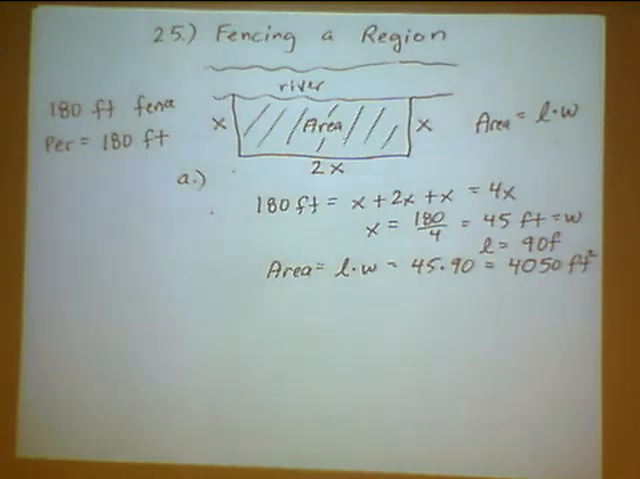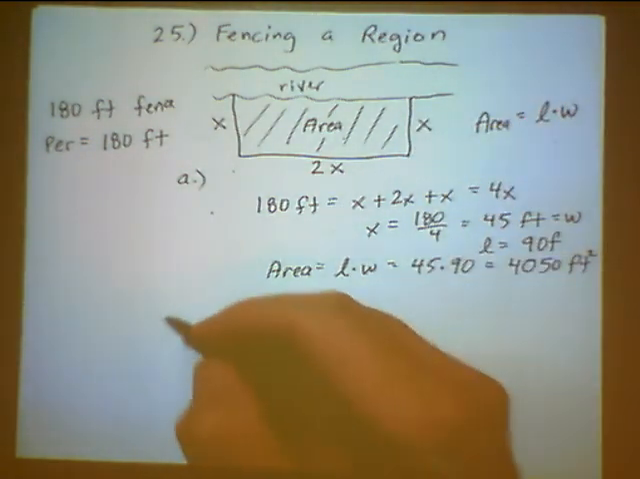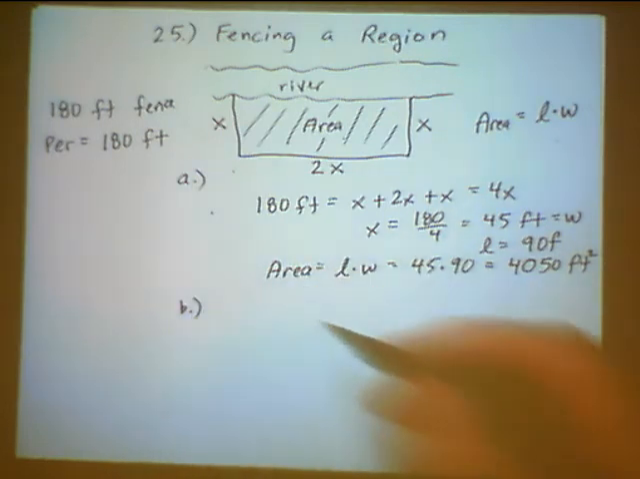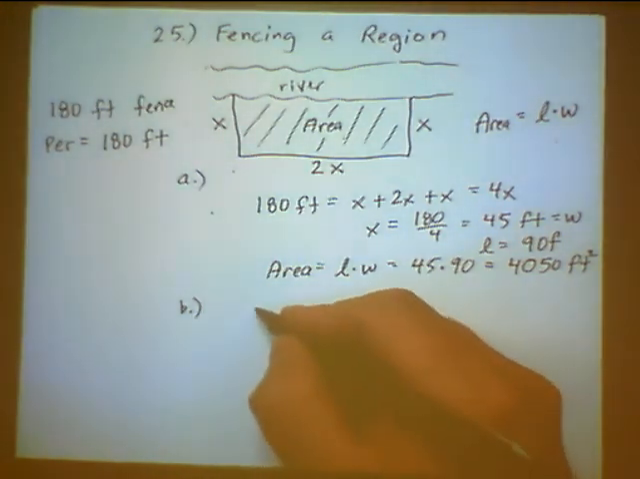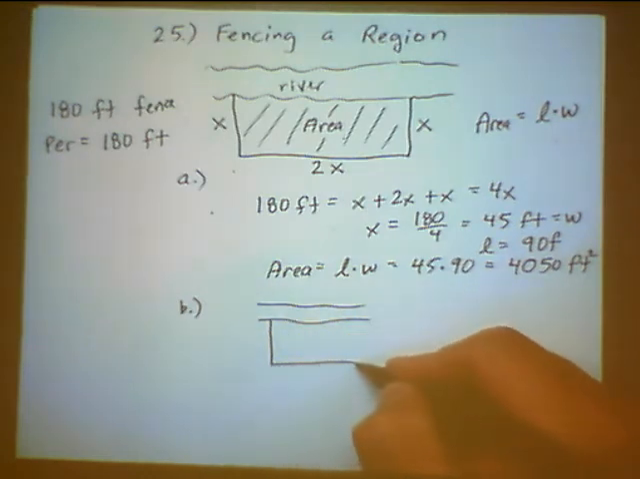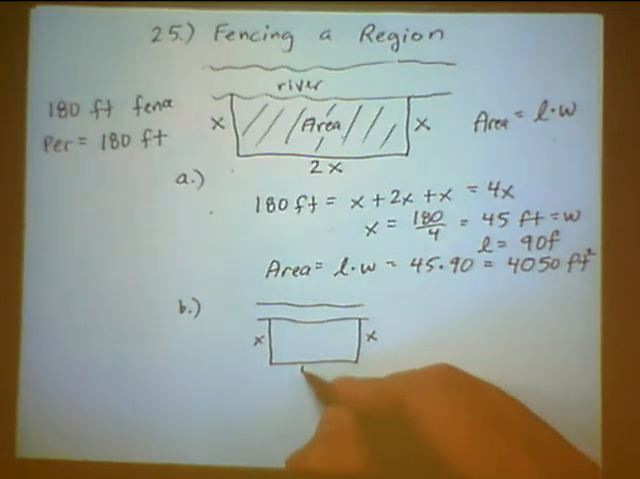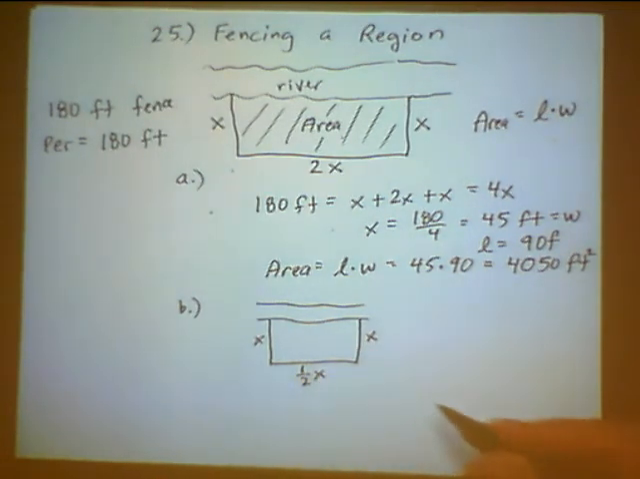Now, if we go to part B, it says that this side across from the river is 1/2 the length of the adjacent side. In part A, it was twice. Now, if I draw a quick little picture, if these sides are x, now this is going to be 1/2 x.